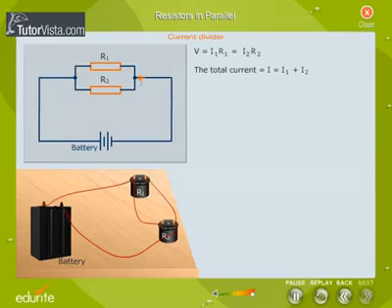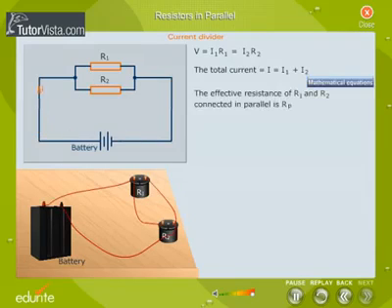The potential difference across the parallel combination of R1 and R2 is also V. The effective resistance of R1 and R2 connected in parallel is Rp. 1 by Rp is equal to 1 by R1 plus 1 by R2. Rp is equal to R1 R2 by R1 plus R2.